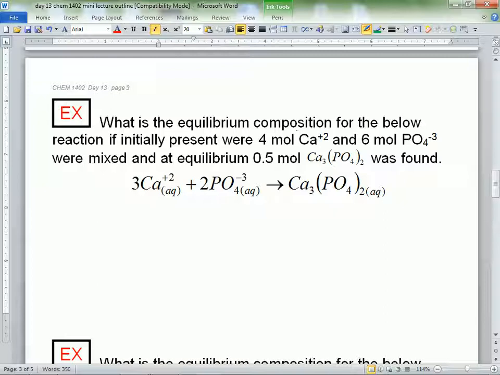Okay, so let's try this first one. Wait, I can't erase this? Yeah, you can erase everything.